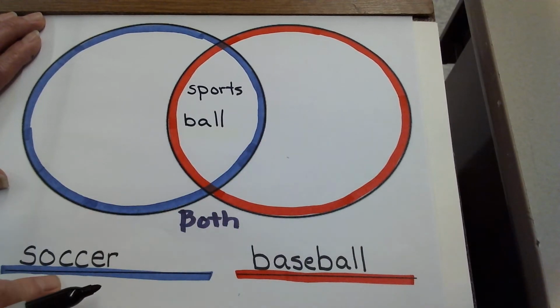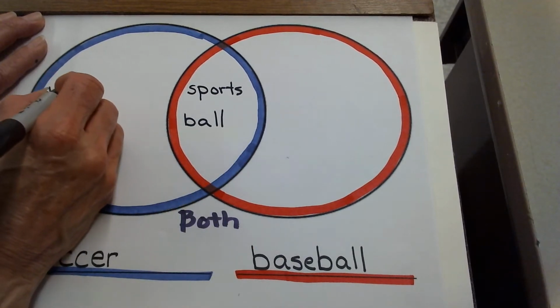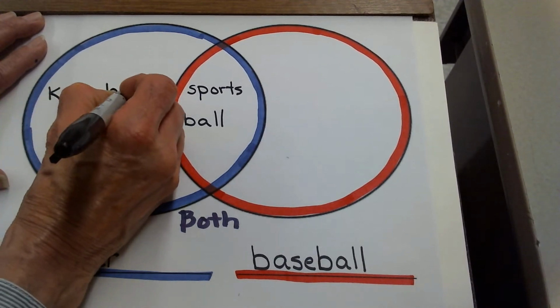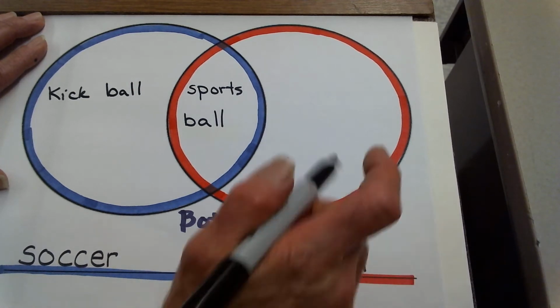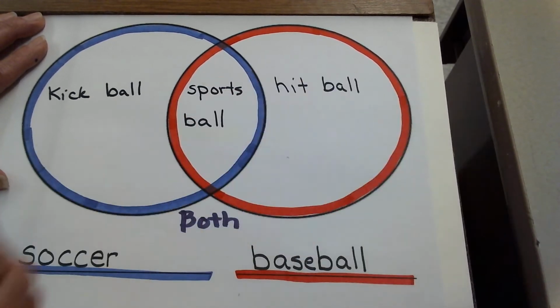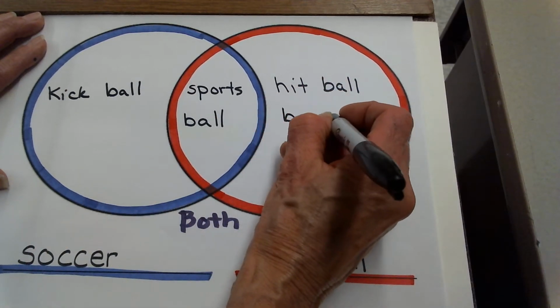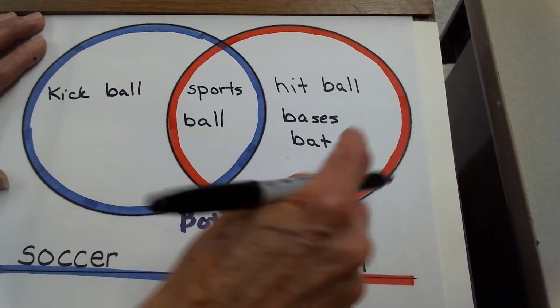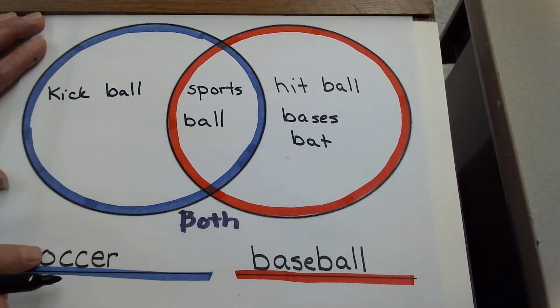Now soccer, you kick the ball, but you don't kick a baseball. So I can write kick the ball in my circle about soccer. In my circle about baseball, you don't kick the ball. Instead, you hit the ball. Those are differences. Oh, another difference I thought of. In baseball, there are bases and a bat. Soccer doesn't have those things. So I'm going to write bases and bat. The red circle only words are about baseball. The blue circle words are about soccer.